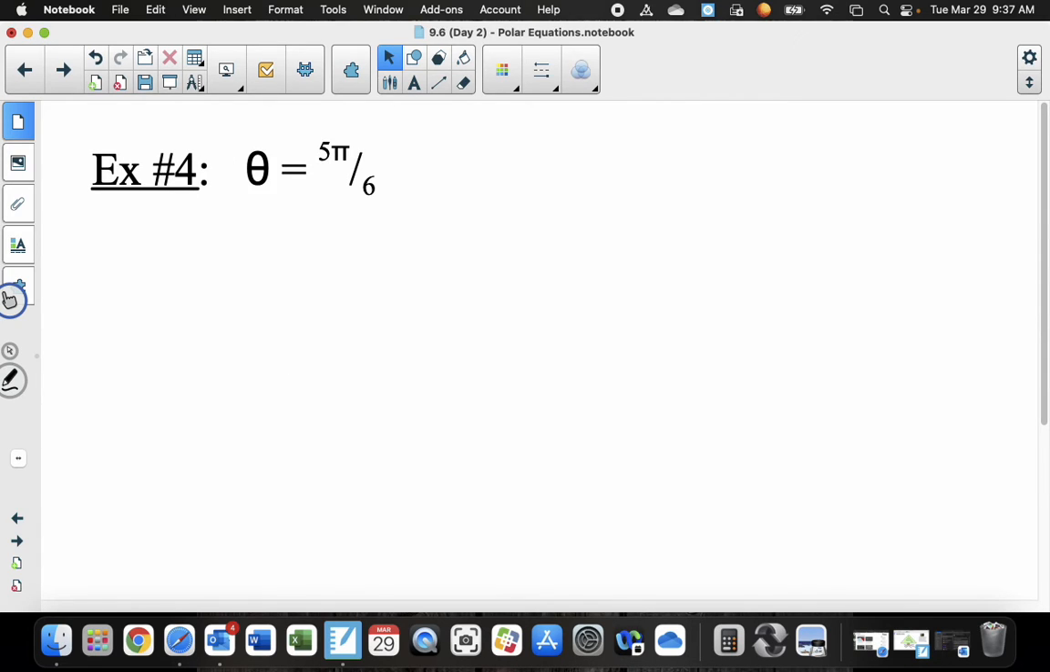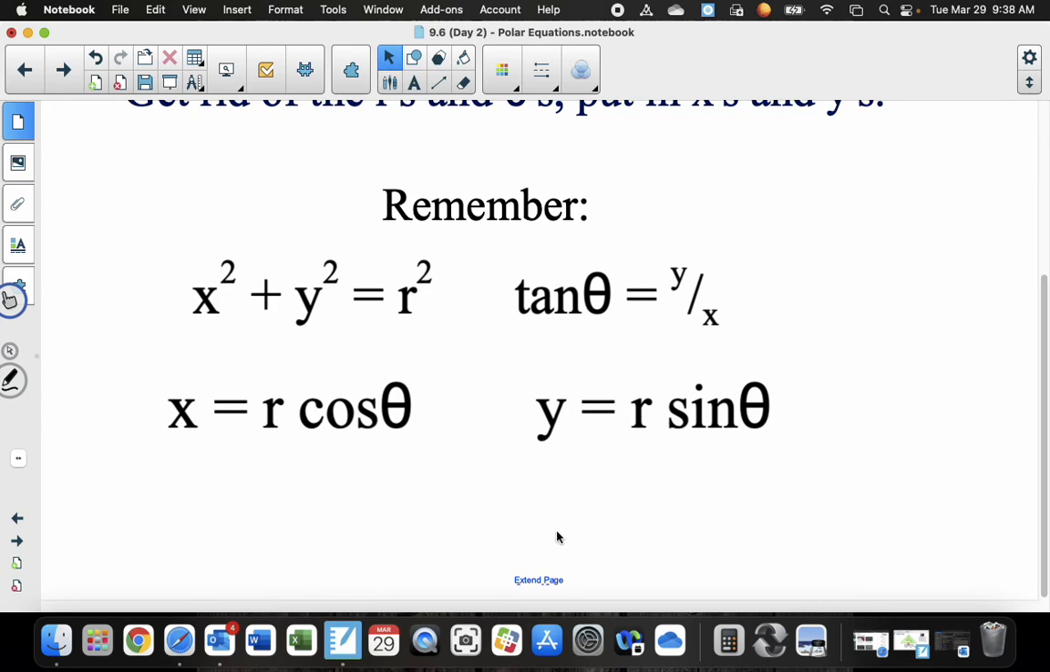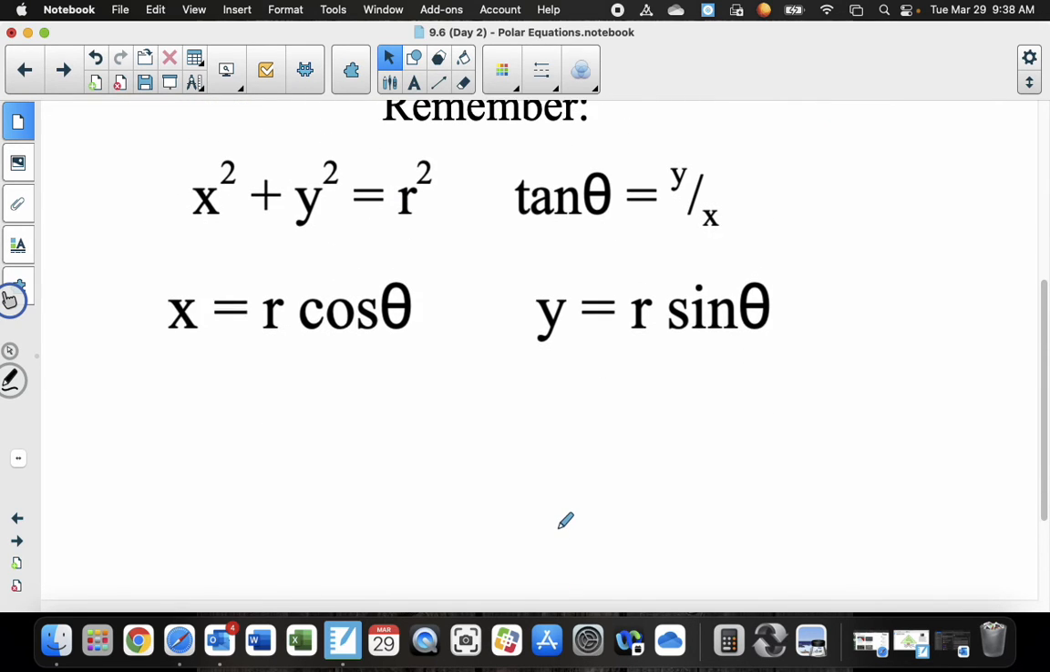Here's another polar equation. Theta equals 5 pi over 6. So same first question when you begin this. If that's what's given, which equation am I going to be working with out of the 4 that we went back to? If you take a look at these 4, any idea?